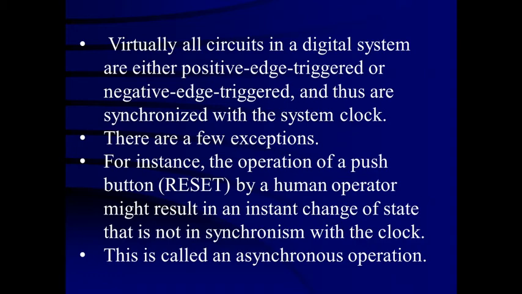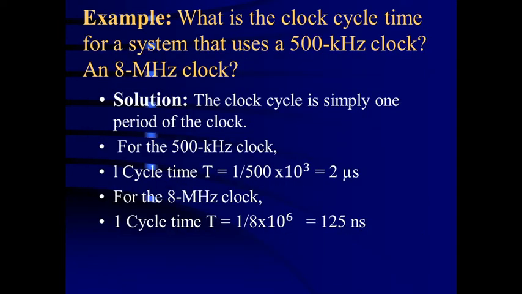There are a few exceptions. For instance, the operation of a push button. Sometimes you can trigger the circuit manually by push button, by a human operator, which might result in an instant change of state that is not in synchronism with the clock. This is called asynchronous operation. So if you don't give the clock, you can trigger the circuit manually by using a push button switch. That is also possible, but it is called asynchronous operation.